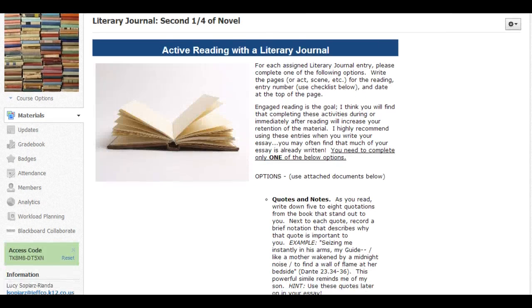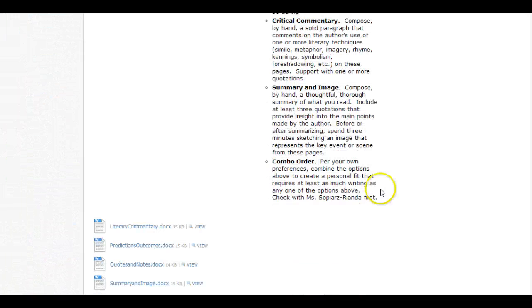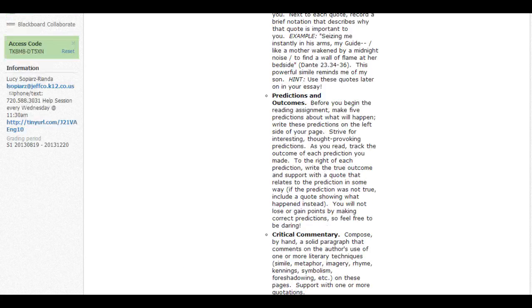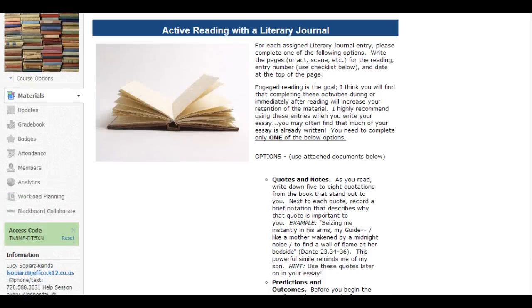Once you have read 1/4 of the novel, then you are going to be completing a literary journal. And you're going to be doing this for every single writing or reading assignment this unit. So down here, I've created 4 documents, all that align with these options for your literary journal. Okay? So engaged reading is the goal. I think you'll find that completing these activities during and immediately after reading will help you retain that information. I highly recommend using these entries when you write your essay.